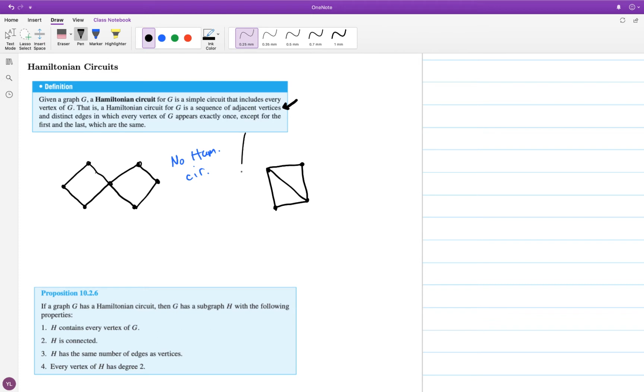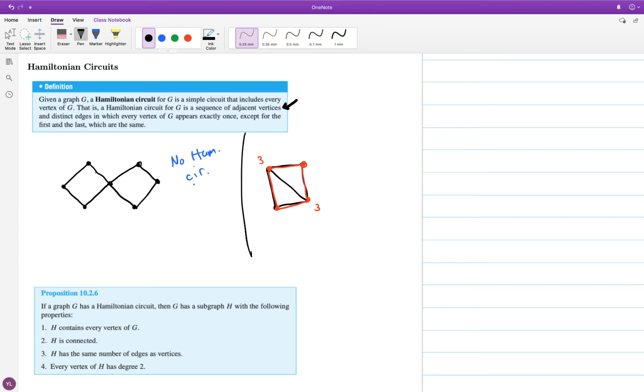Here's another graph that has a Hamiltonian circuit. Look. So I visited all the vertices and I haven't repeated any edges. And since I didn't have to cross this diagonal edge, the fact that I had odd degree vertices here didn't really prevent me from finding a Hamiltonian circuit. So unfortunately, we're not going to have this perfect characterization of which graphs have Hamiltonian circuits and which don't.